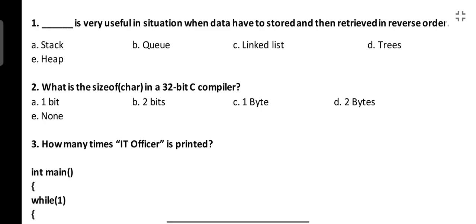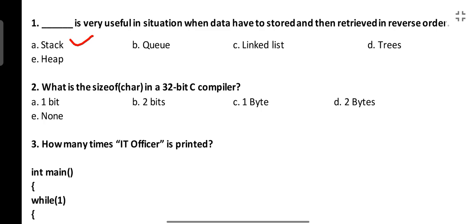So first is: dash is very useful in situations when data has to be stored and then retrieved in reverse order. We know this is a very simple question. The answer is stack. We know stack is last in first out. So in the stack, data will be popped out in reverse order.